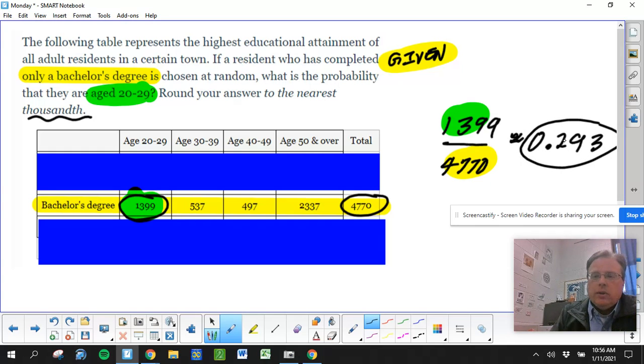If you need to see that big decimal, type it in yourself. Don't be lazy. And you'll get 0.2932. And the 2 rounds down, so 0.293.